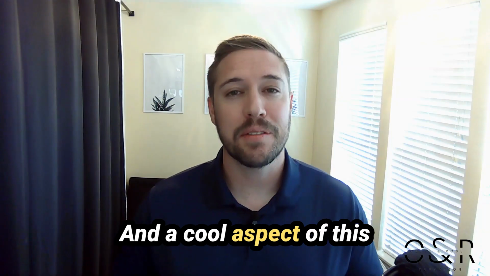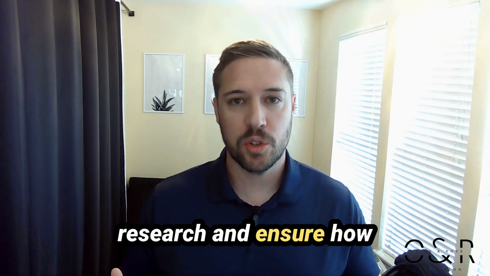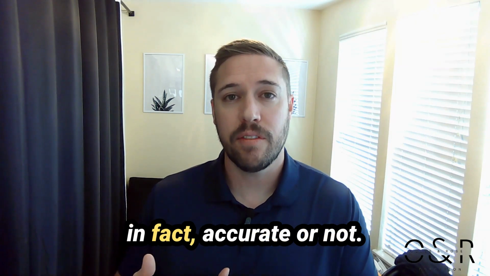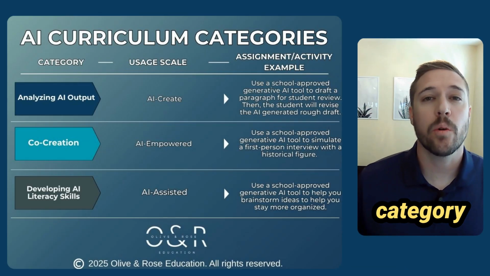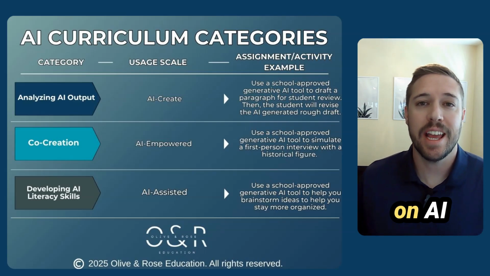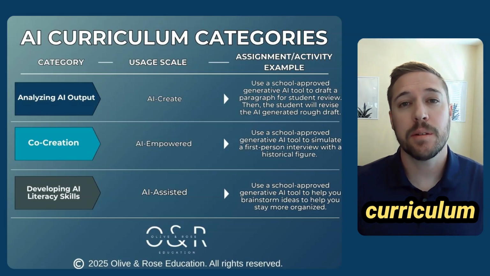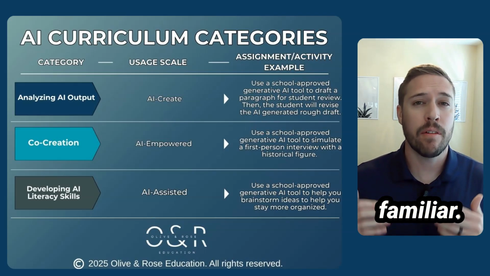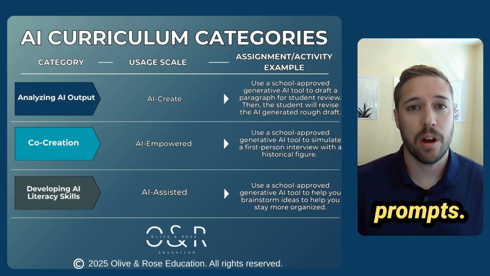And a cool aspect of this type of assignment can then require students to research and ensure how the AI tool responded was in fact accurate or not. And the final category of developing AI integrated curriculum is focused on AI illiteracy. This type of curriculum simply gets students using generative AI tools so they can get familiar with how they work and how to develop effective prompts.